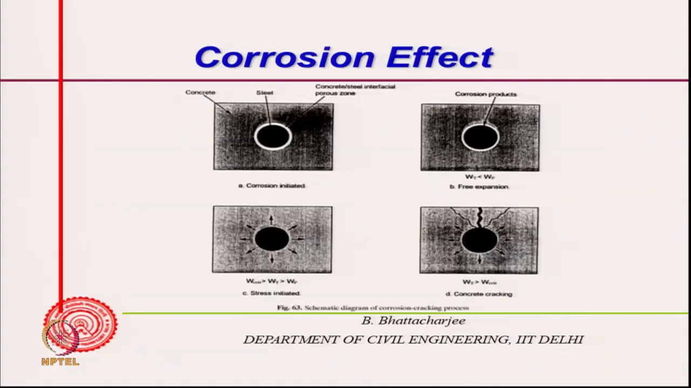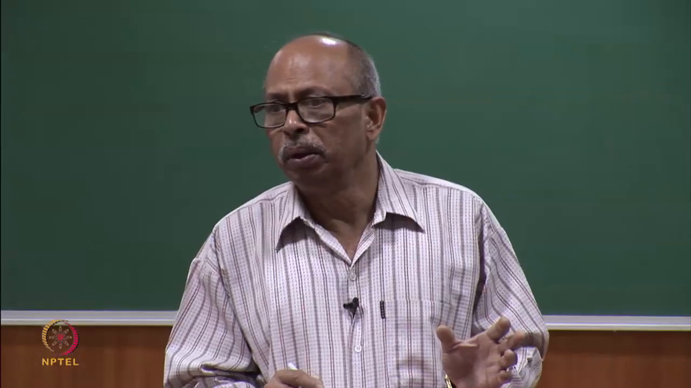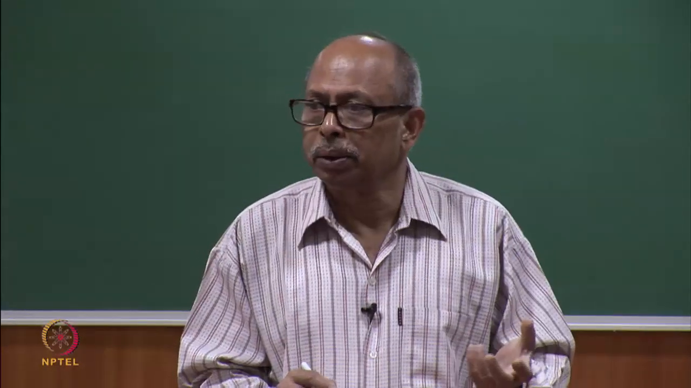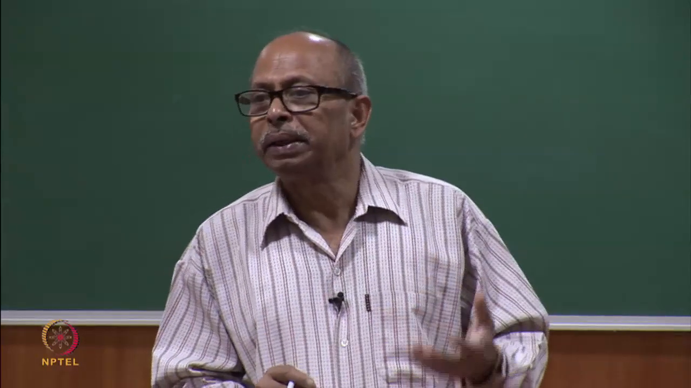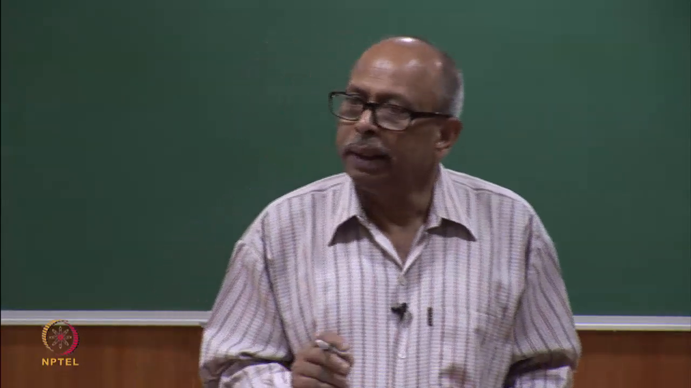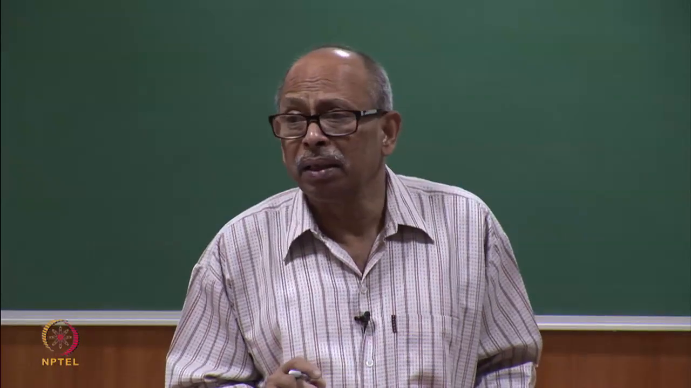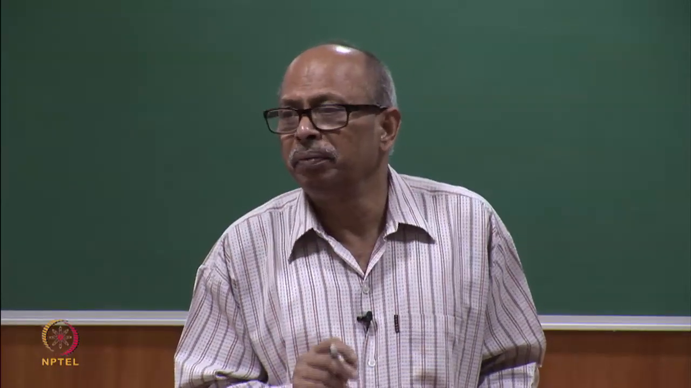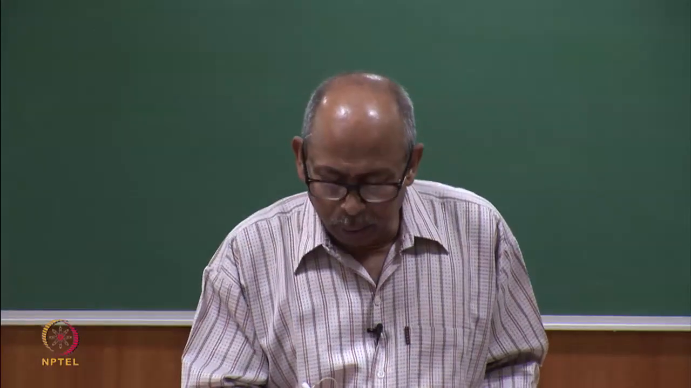So, what I said in the last class is that the corrosion effect is something like this. Normally, to start with, we stopped somewhere here. So, this is your rebar and the concrete in the surrounding. Now, as the process of active corrosion starts, corrosion product, which occupies 3 to 4 times the volume of steel, because corrosion products, the oxides and hydroxides, have densities much less than that of iron. So, they occupy more space.